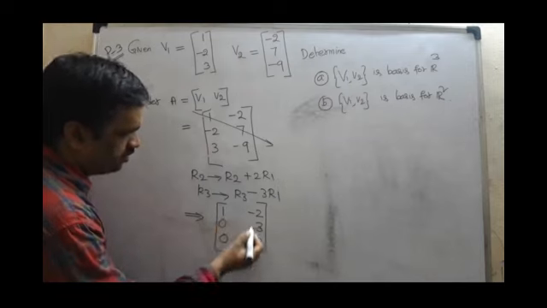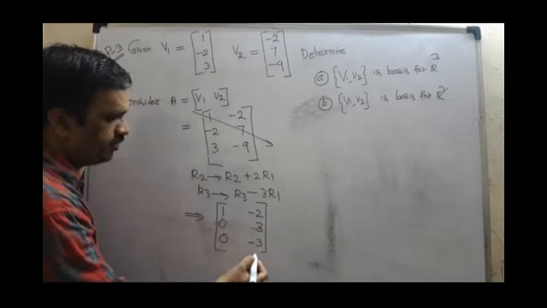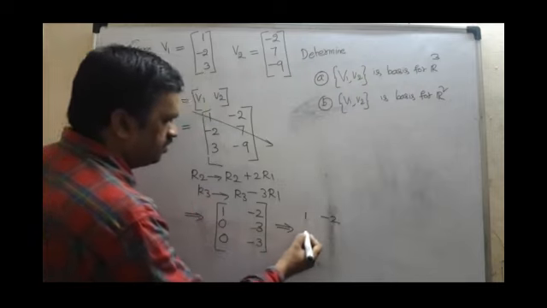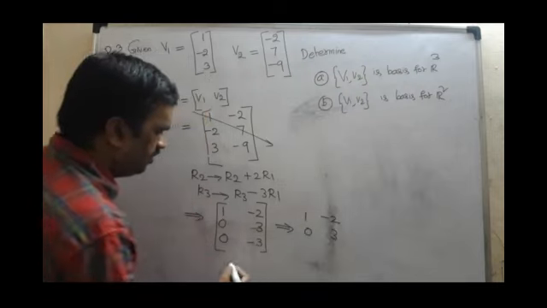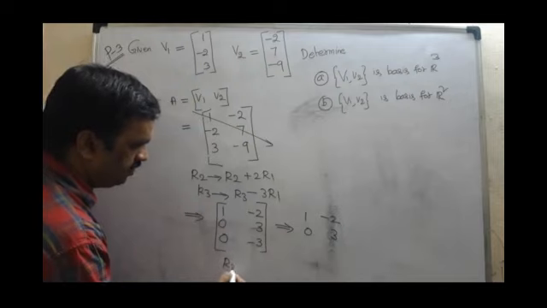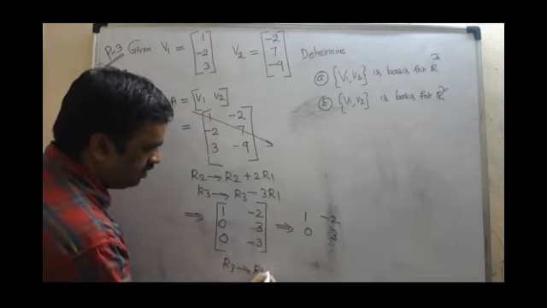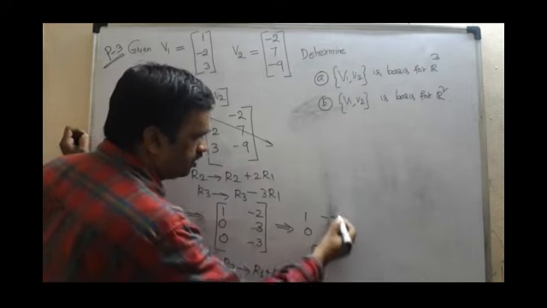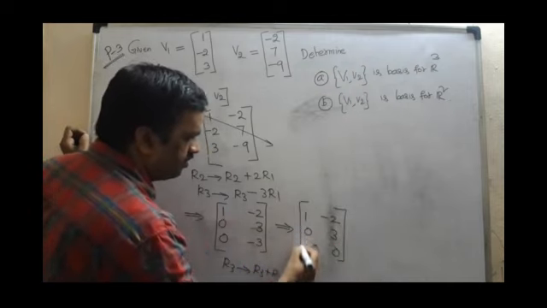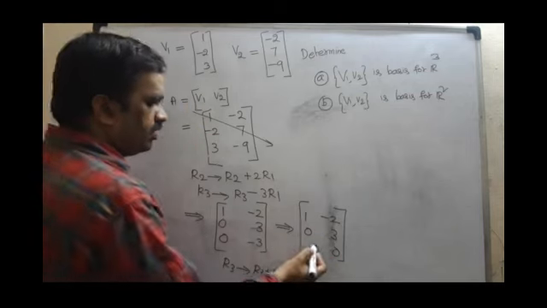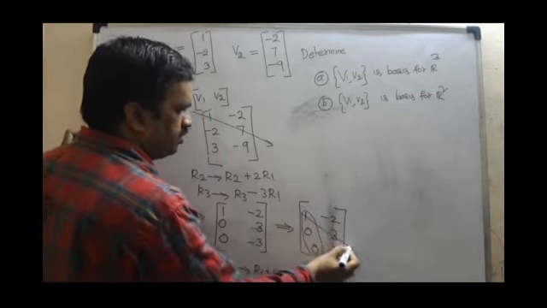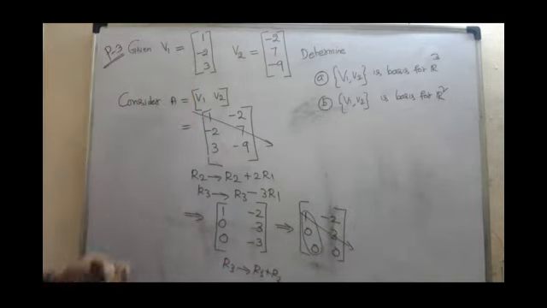And actually these two rows are the same, they are dependent on each other. I can write this as 1, minus 2, 0, 3, and R3 implies R3 plus R2: 0, 3 plus minus 3, 0. We got the 0 vector. Now we got only one pivot column.